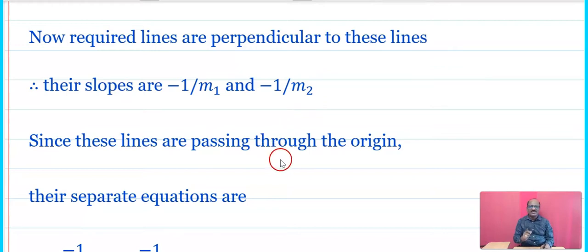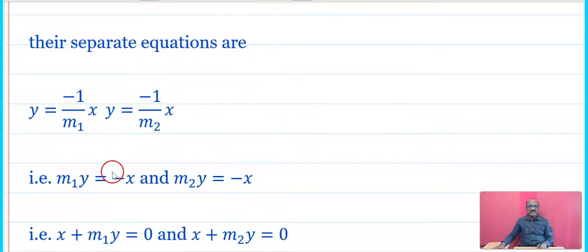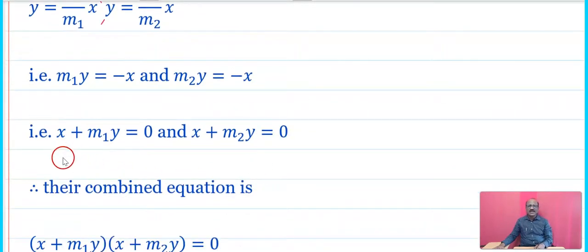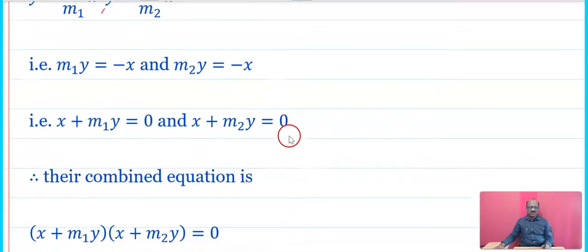Since again the lines pass through the origin, their separate equations are y = -1/(m1 x) and y = -1/(m2 x). Therefore the equations can be written as m1 y = -x and m2 y = -x, and therefore the lines are x + m1 y = 0 and x + m2 y = 0.